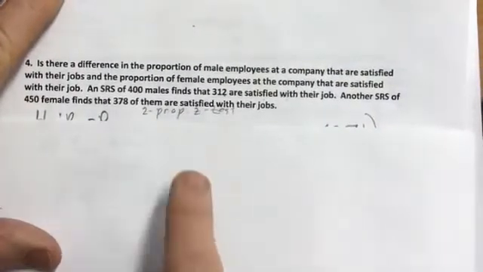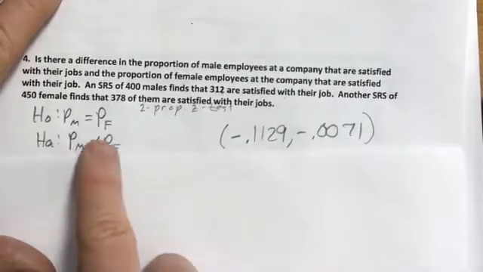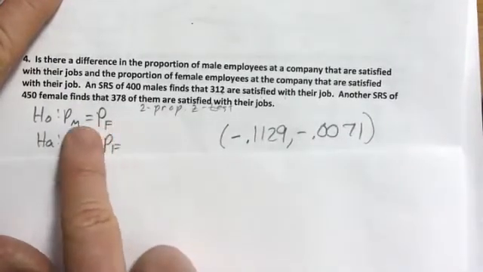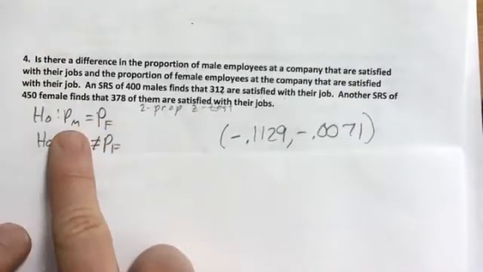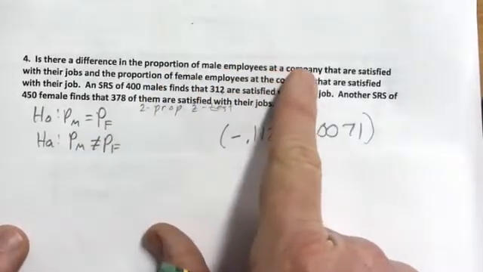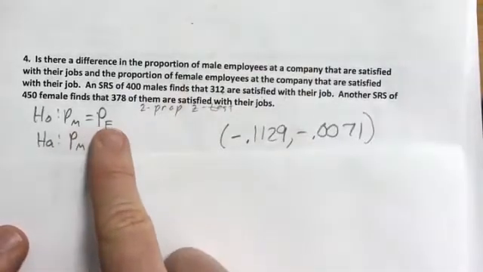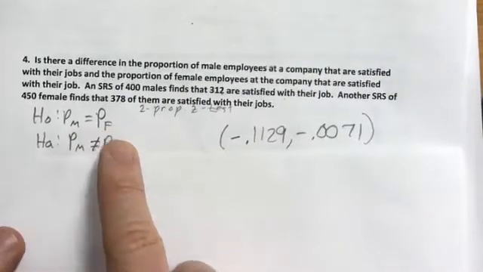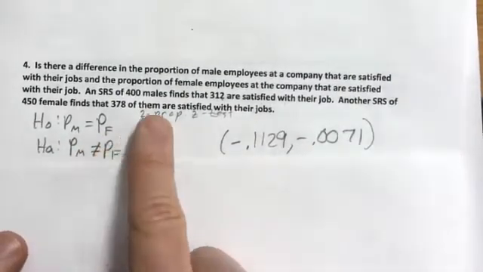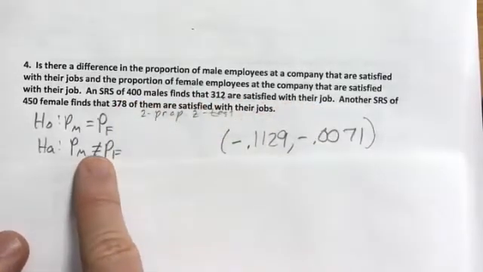So this is what is known as a two-proportion z-test. Our null hypothesis is that our population proportions are the same, so P sub M is equal to P sub S. In other words, the proportion of all the males at the company that are satisfied with their job is equal to the proportion of all the females that are satisfied. And the alternative, once again, is not equal to. It doesn't say we suspect one is greater than the other, so we go with not equal to, okay?